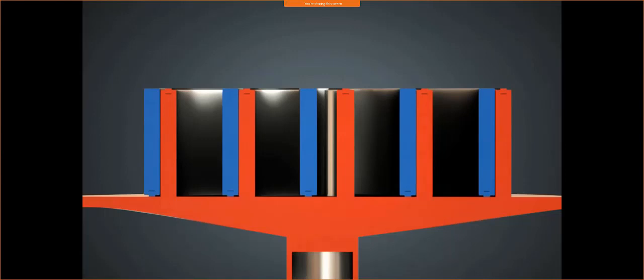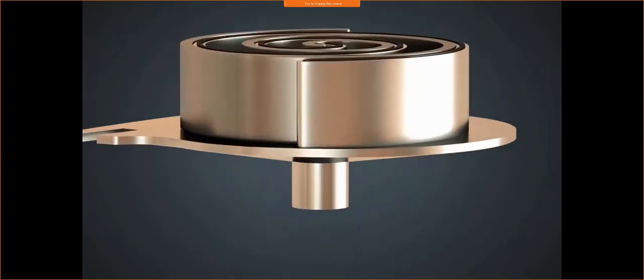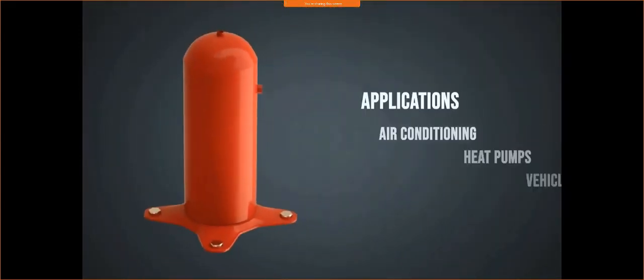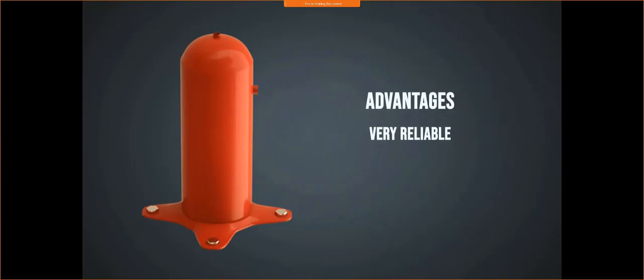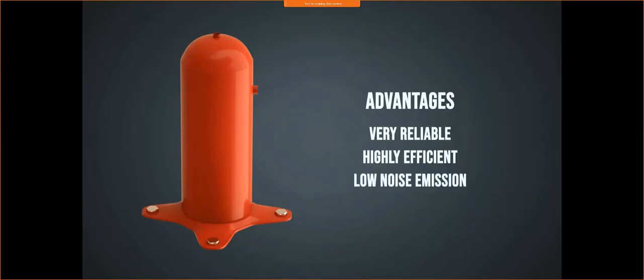Scroll compressors are used in air conditioning systems and heat pumps. When used in cars, they are known as scroll-type superchargers. The small number of moving components results in a high level of operational reliability. Due to their special design, scroll compressors are also highly efficient. In addition, noise emission of scroll compressors is quite low.